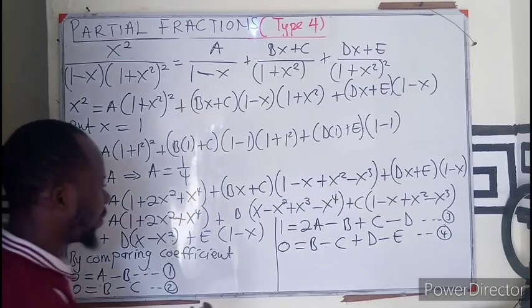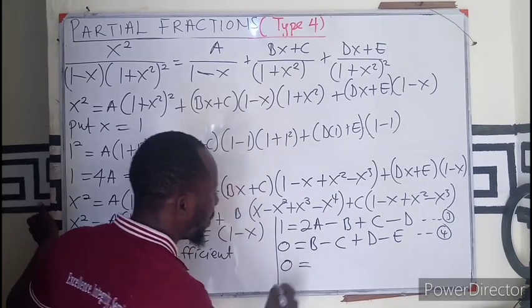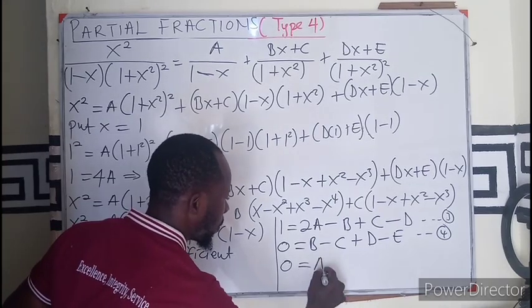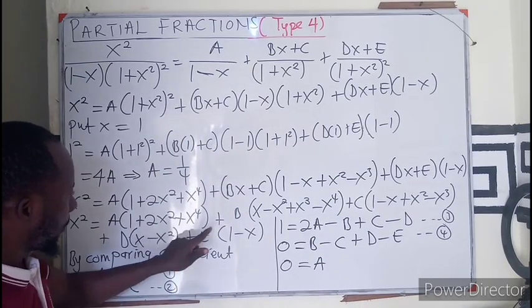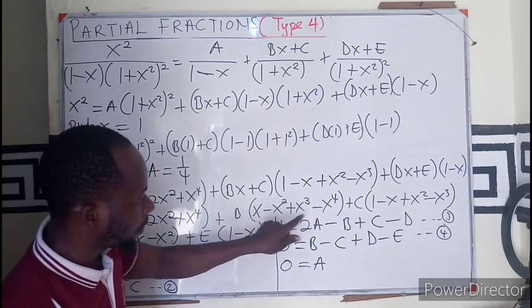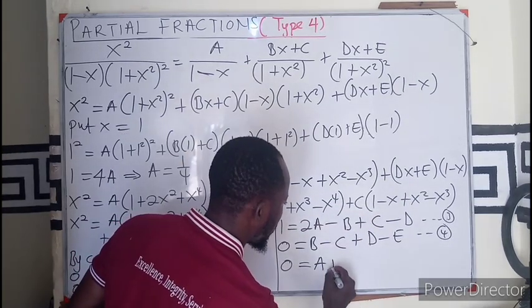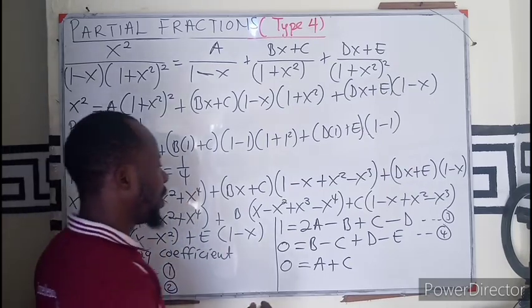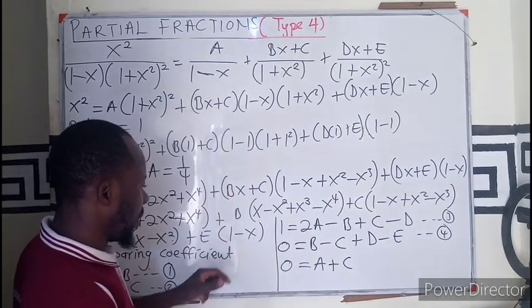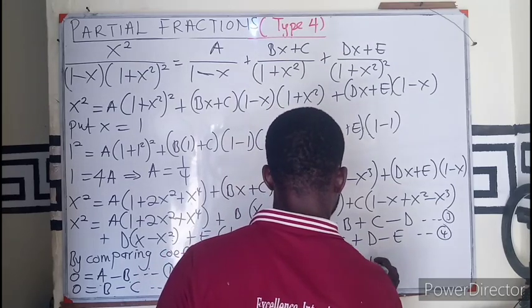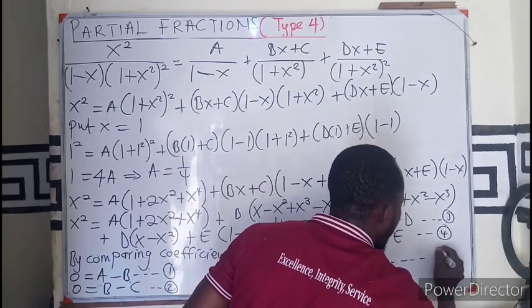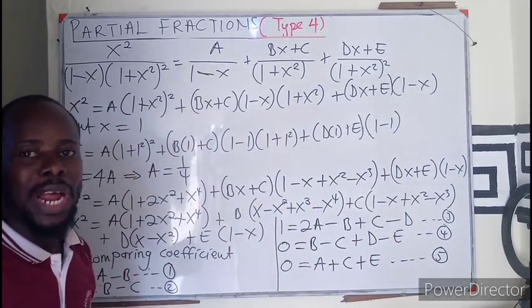So finally, let's compare the constant term. There is no constant here, so I have 0 equals a. Okay, b is not there. C. And e. So this is going to be plus e. That will be equation 5.